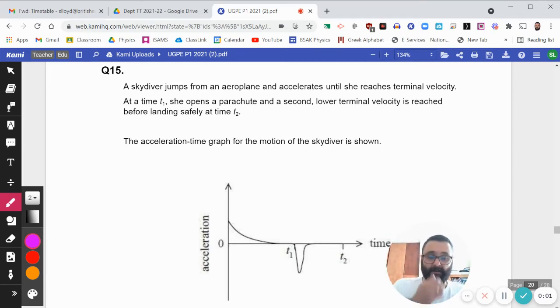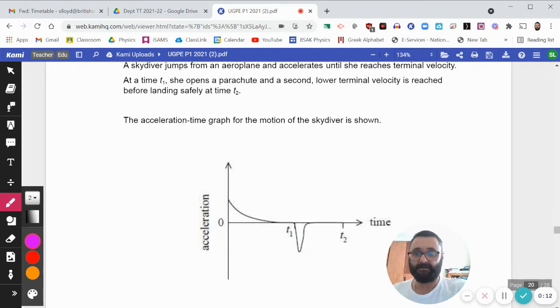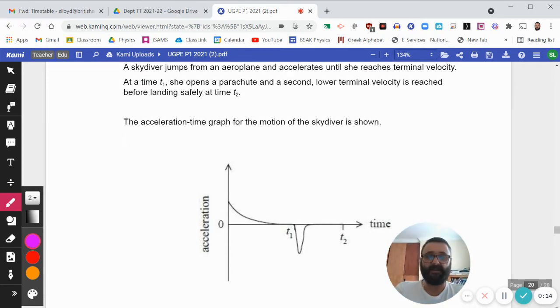Right, question 15. This is question 15. So it's explaining the key points on this graph. Right, skydiver. Okay, a skydiver jumps from an airplane, accelerates until she reaches terminal velocity.